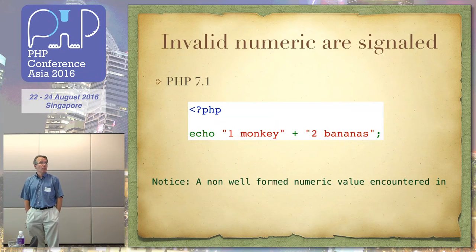Now, in PHP 7.1, it's going to yell at us anytime you're using numbers that have, you know, a unit, like a currency unit, after.